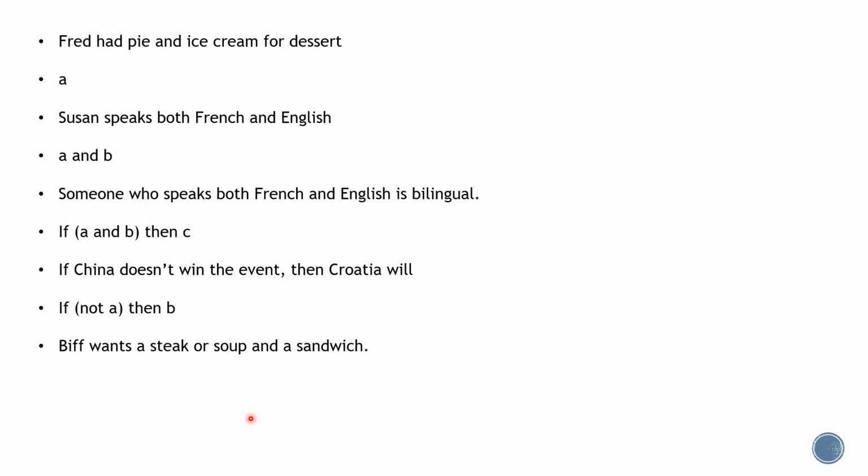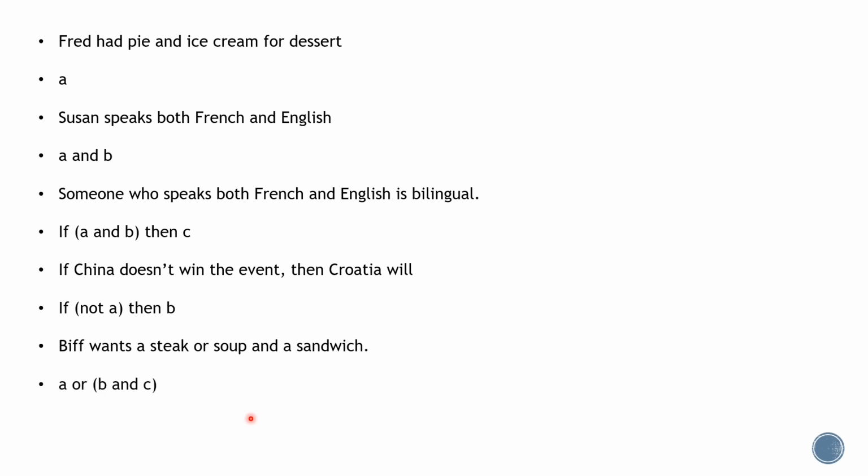So the question is, does he want steak or soup? And he's going to have a sandwich no matter what, right? So he's going to have a sandwich and he's deciding whether to have the steak with the sandwich or soup with the sandwich. Probably not. It looks like the most natural reading is that Biff wants a steak, or soup and a sandwich. So think about that and think about the way the parentheses would go. And again, pause it for a minute and give it a shot.